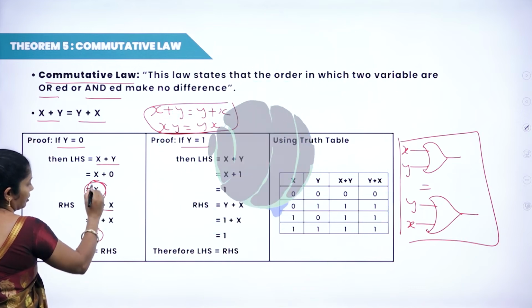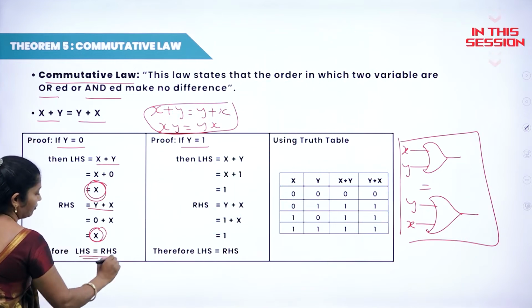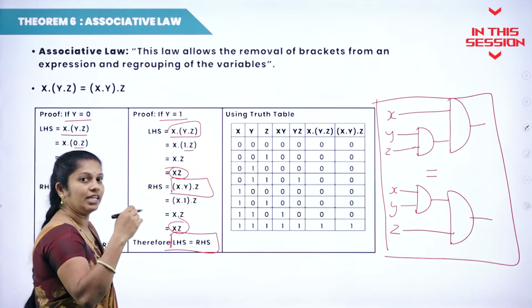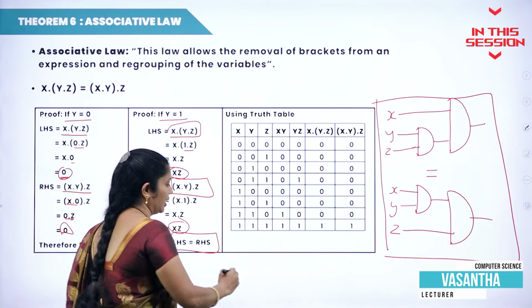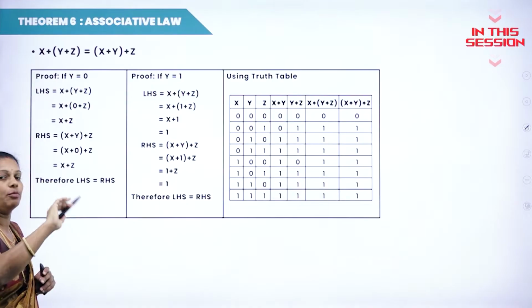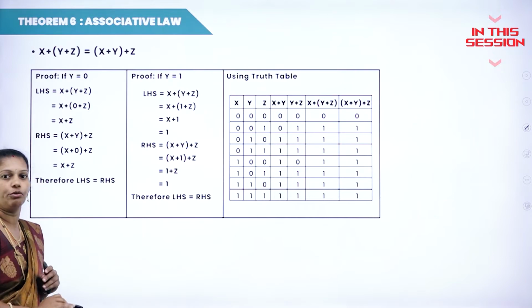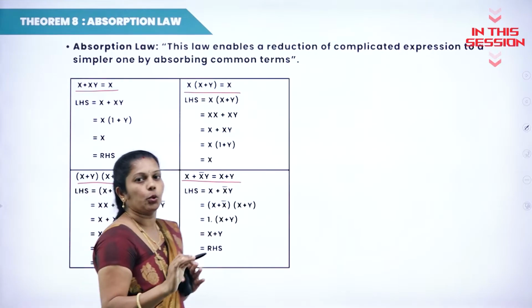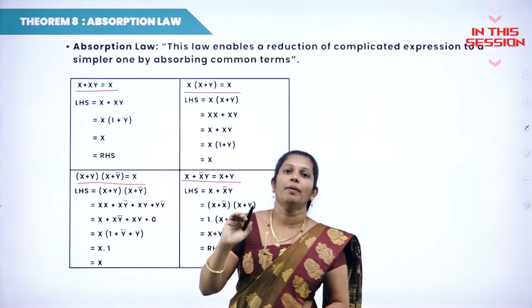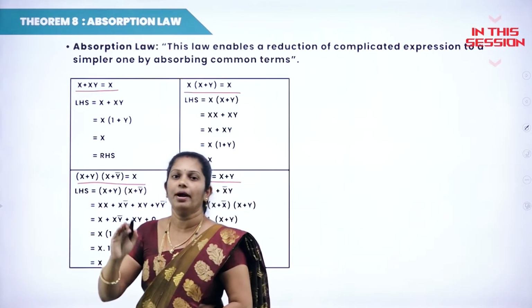Right hand side value here also 0, here also 0. Therefore, right hand side value equals left hand side value. When you have 3 variables, how many combinations are we getting? That is 2 to the power of 3, that is 8 combinations. If I interchange the brackets, then also we get the same result. Any equation can be solved in 3 methods: one is by using truth table, or by using perfect induction method, or by algebraic method.